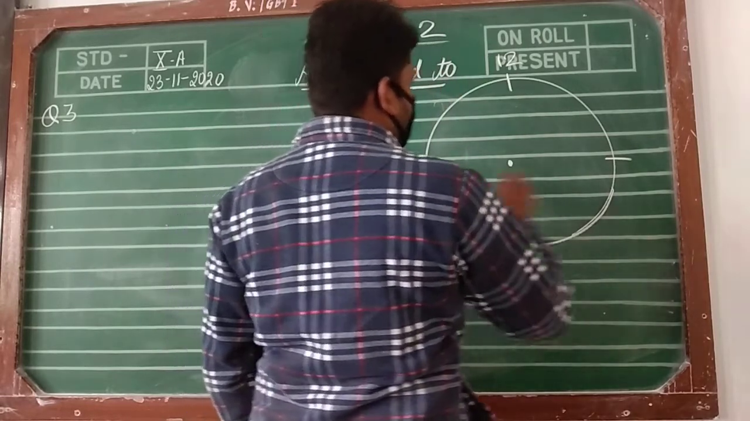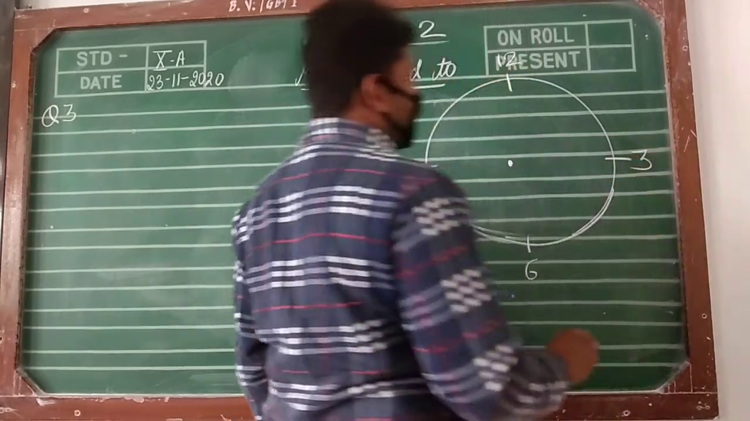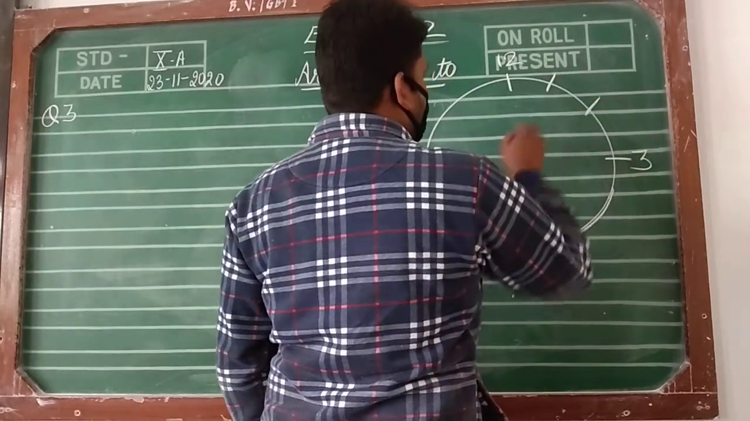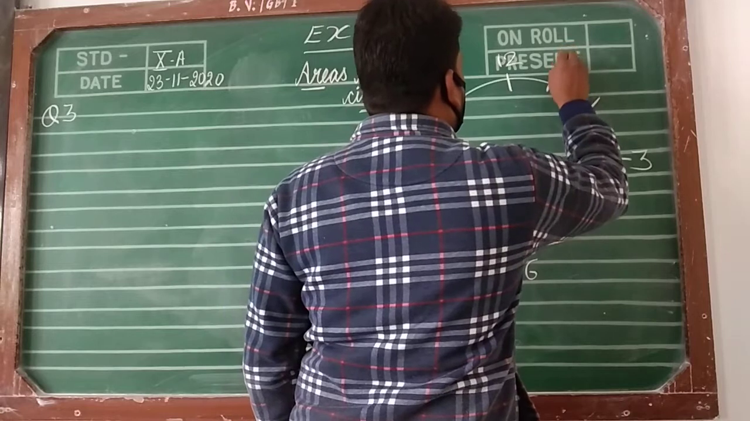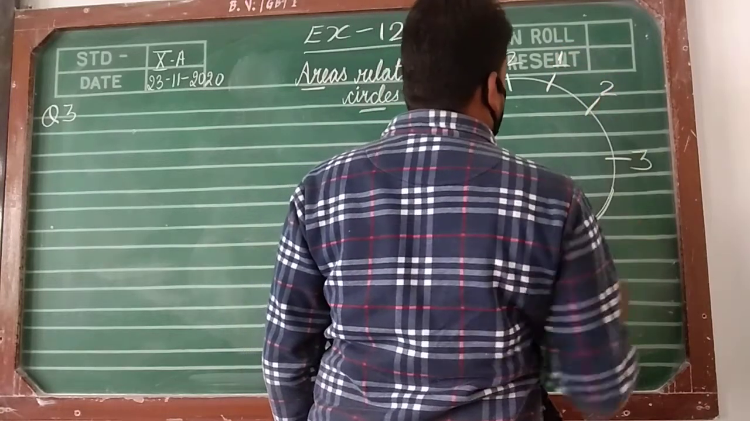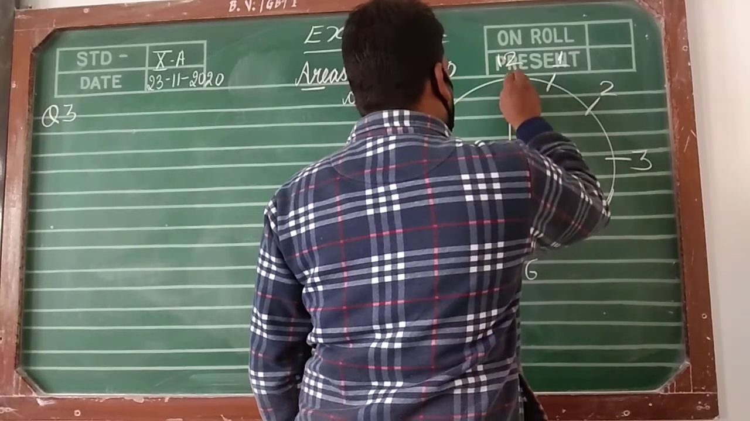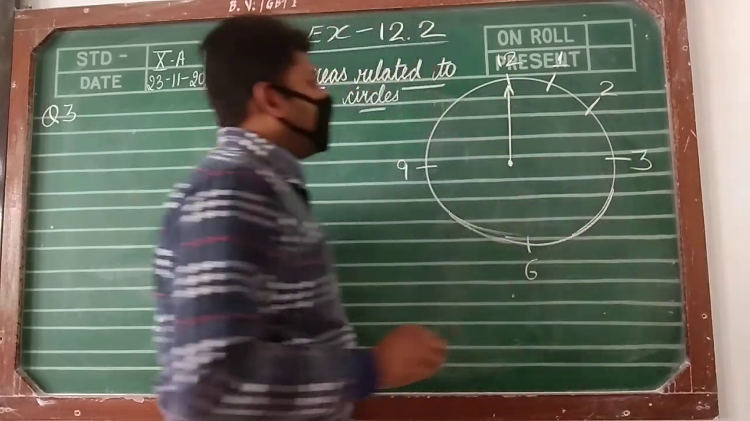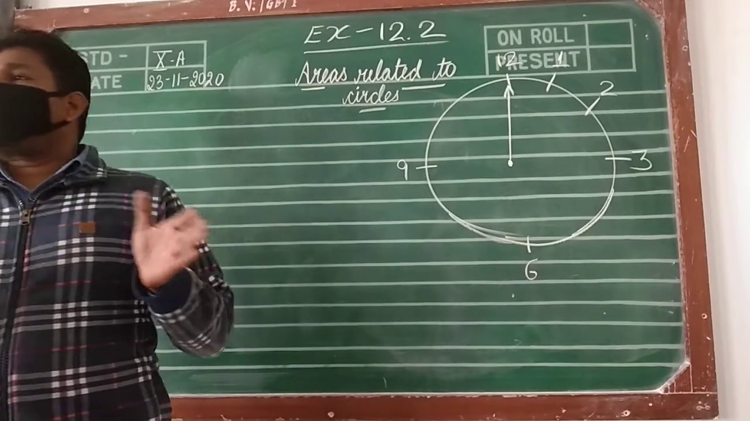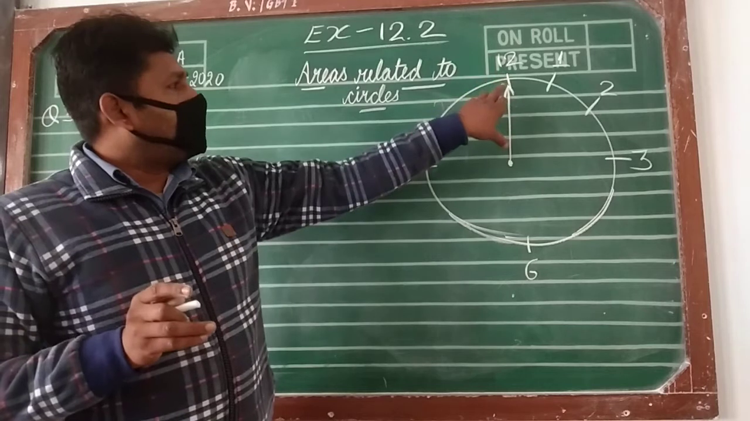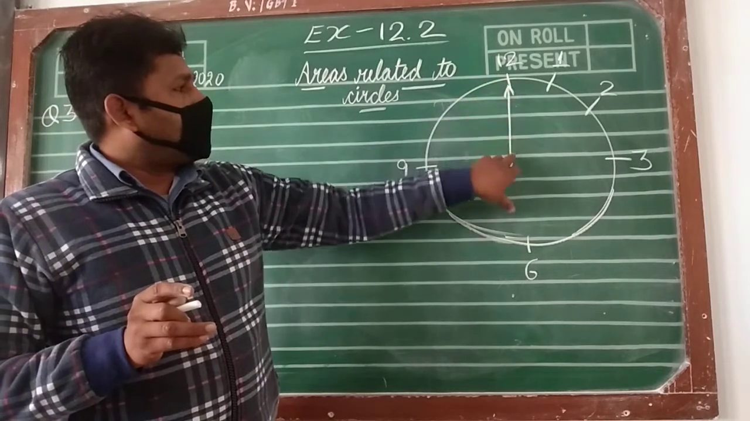The length of the minute hand of a clock is 14 centimeters. Find the area swept by the minute hand in 5 minutes. What we know, if you are observing the clock, then we are getting the longest length as the minute hand of the clock.